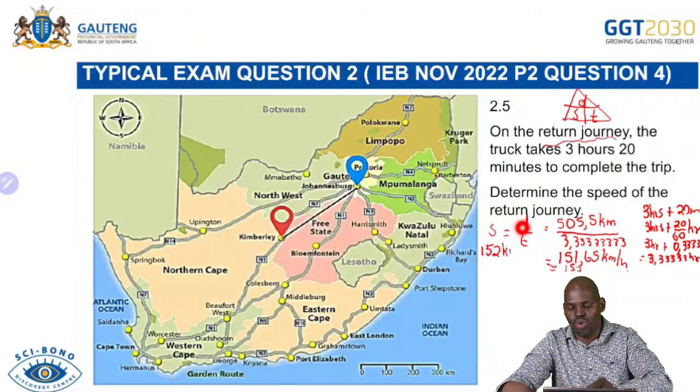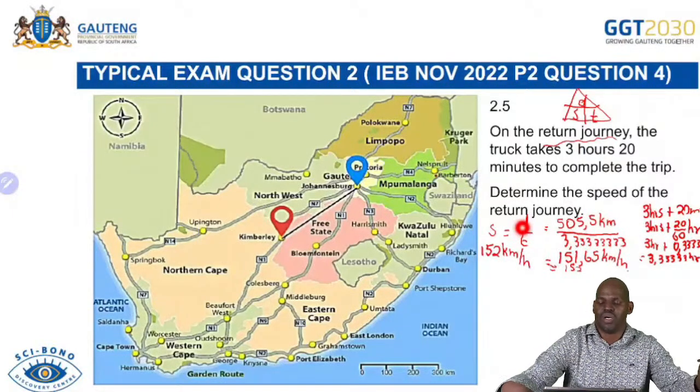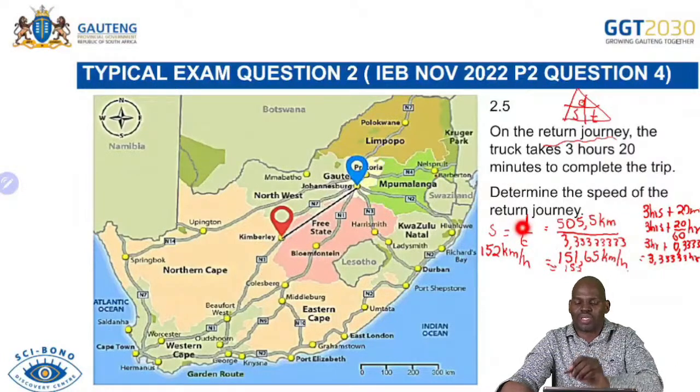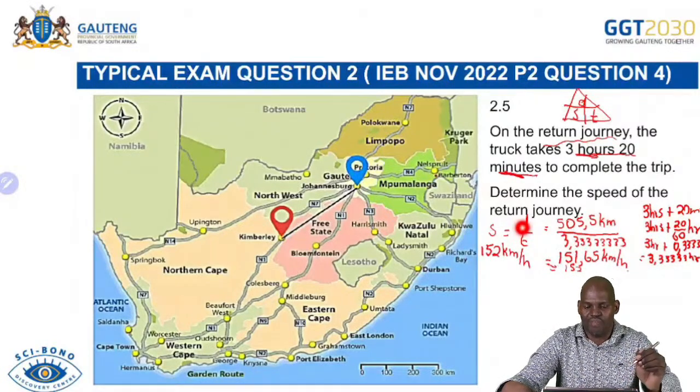152 kilometers per hour. That will be the rounded off value. 152 kilometers per hour. That is how we calculate it. But what was important in this case was we had to convert the 20 minutes. We converted to hours. Very, very important.